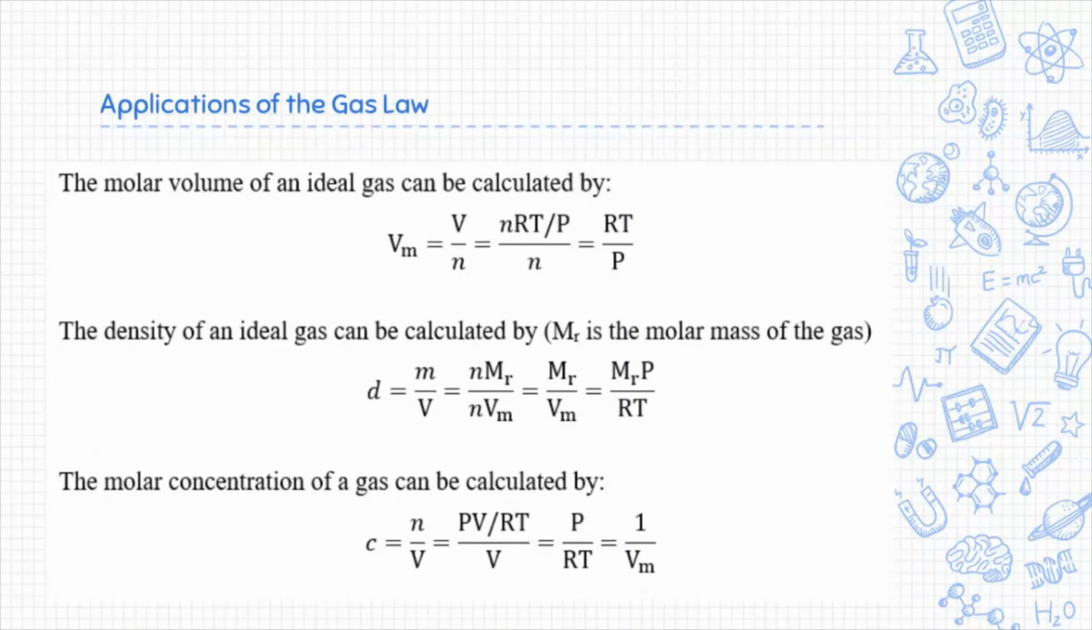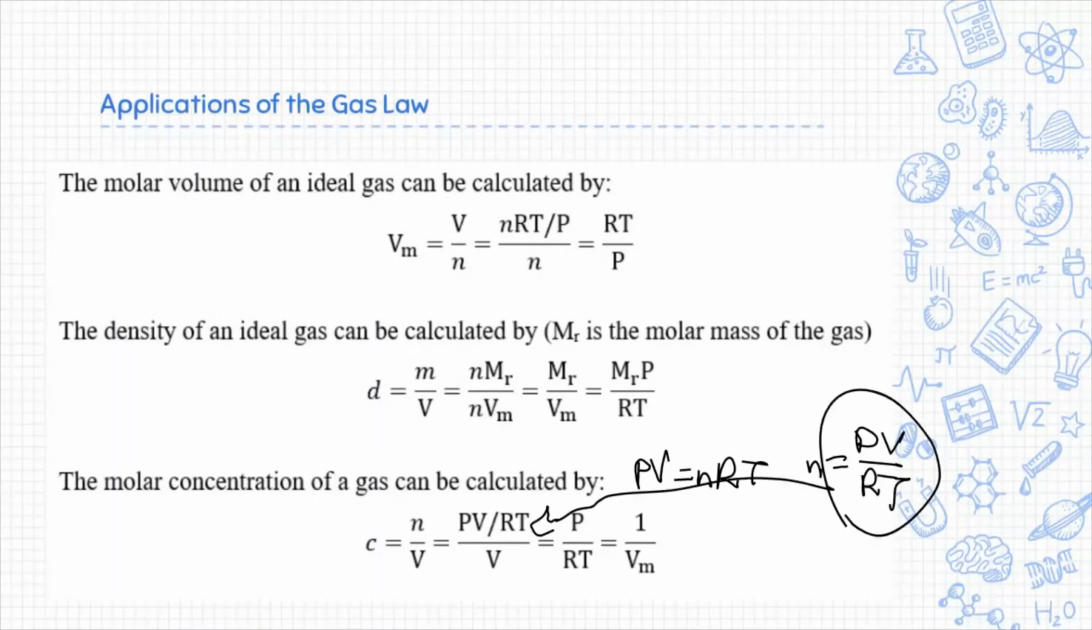The last equation you probably should know how to derive is the molar concentration of a gas. It's similar to a solution concentration, except instead of dissolving in water, you're dissolving in nothing. Concentration is moles over volume. If you rearrange PV equals nRT in terms of n, then you get PV over RT. If you plug that in here and cancel volume out, you get P over RT, which is basically the inverse of RT over P, so it's 1 over molar volume. Some trivial stuff you can memorize if you want, but very cool.